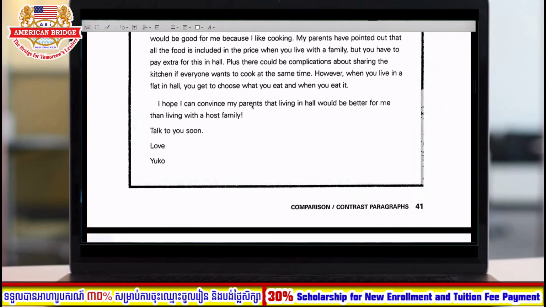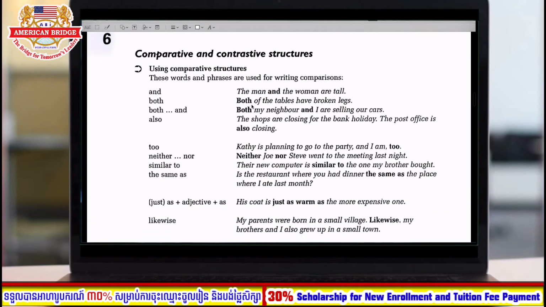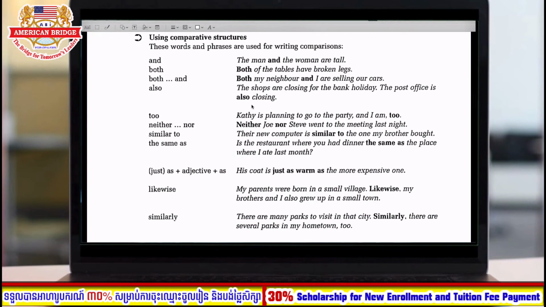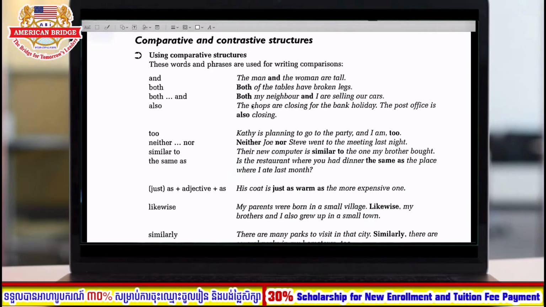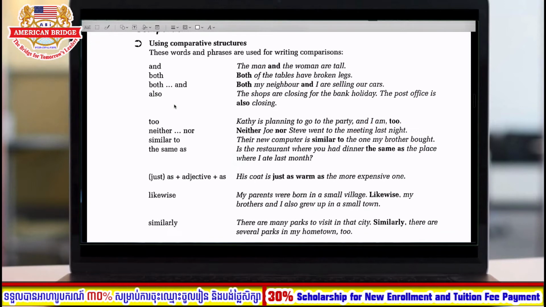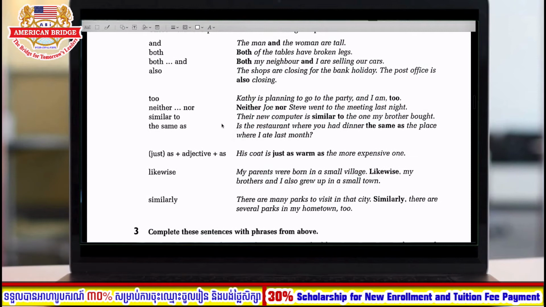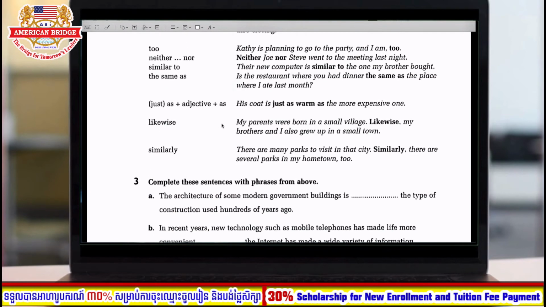Okay. So here, when we talk about the transition word, you need to use a specific word or phrase in order to show the differences or the similarity. When we talk about the comparative and contrastive structure, we mostly use the comparative structure to compare two things. Okay, so here are the comparison forms. We can use the words and, both, and also, as you can see in the example. Okay, just browse through it.